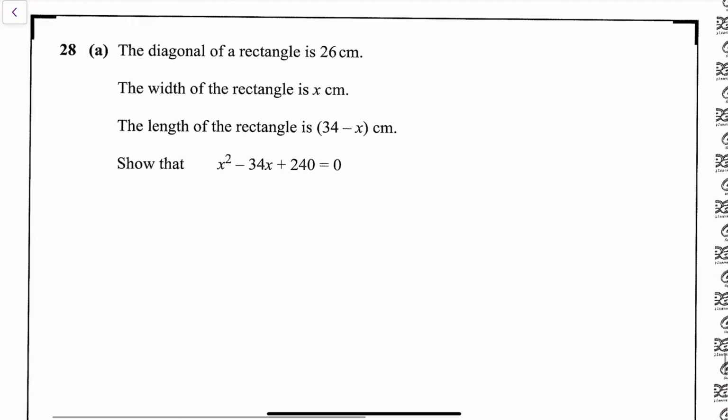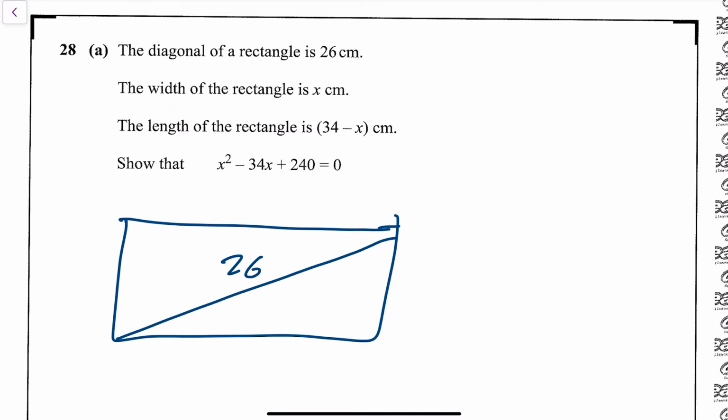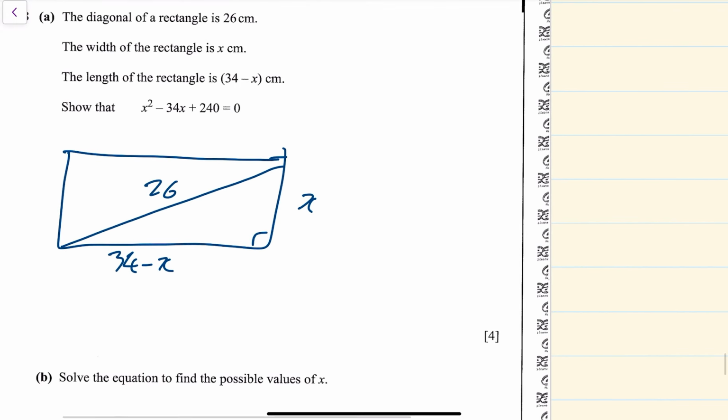Okay. 28 says the diagonal for rectangle is 26. The width is x and the length is this. We've got to show a quadratic equation. So the diagonal is 26. So you've got 26. The width is x. The length is 34 minus x. This is a weird Pythagoras theorem question, but there we go. So 26 squared is going to be equal to x squared plus 34 minus x squared.